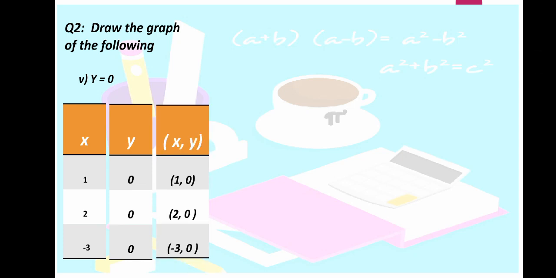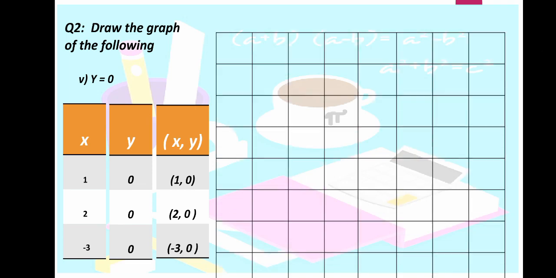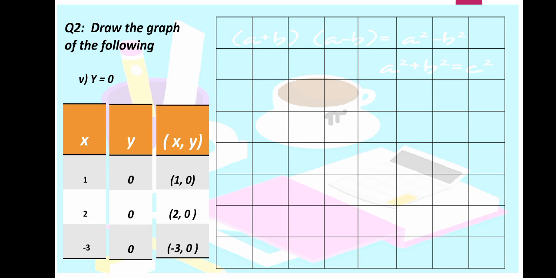The ordered pair of the first row is 1 and 0. The second row is 2 and 0. The third row is -3 and 0. For the graph, draw the x-axis and a vertical line for the y-axis. Mention the origin, that the origin has the value 0.